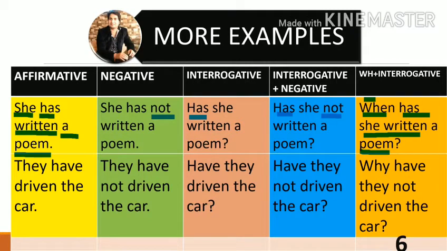Now if you see the second example, there is also a subject, that is they. Have is a helping verb, driven is the V3 of drive, and then car is an object. In a similar manner, if we want to make a negative of it, they have not driven the car. When we talk about interrogative, have they driven the car? In interrogative negative, have they not driven the car? And then WH plus interrogative, I have written WH plus interrogative.